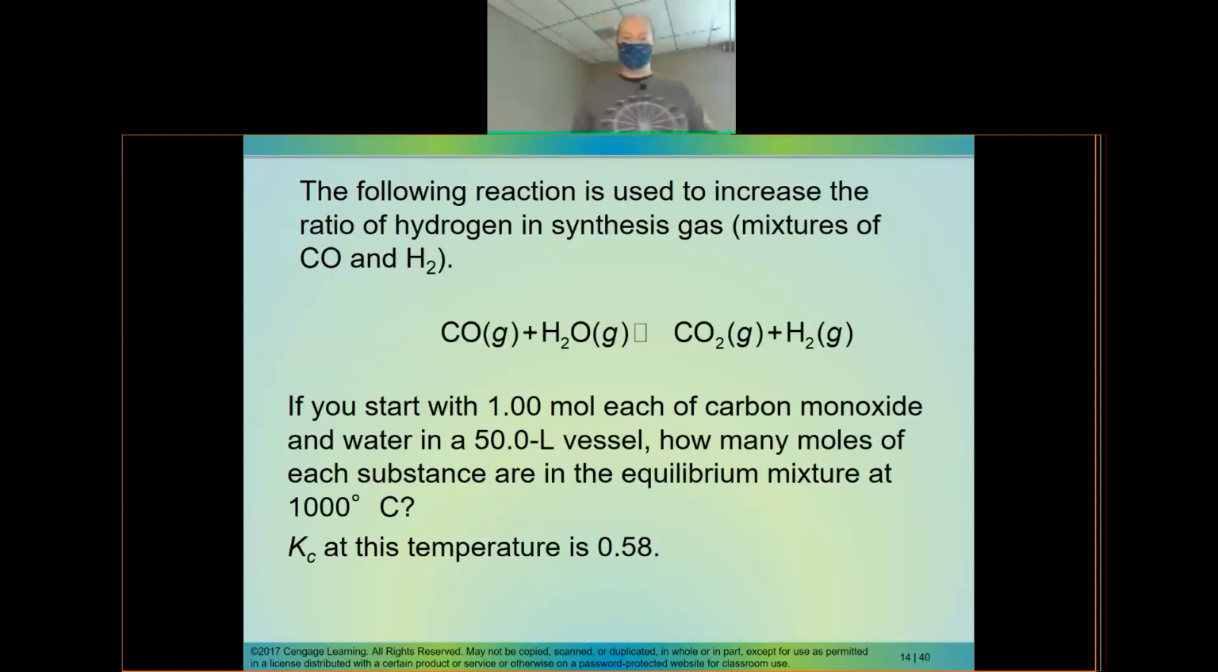All right. So here we have another rectangle, which indicates that that is at equilibrium. The following reaction is used to increase the ratio of hydrogen in synthesis gas. If you start with 1 mole each of carbon monoxide and water in a 50-liter vessel, to get the molarity, you take 1 divided by 50, and that gives you 0.02.